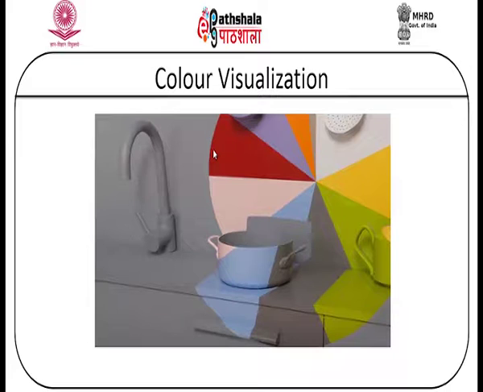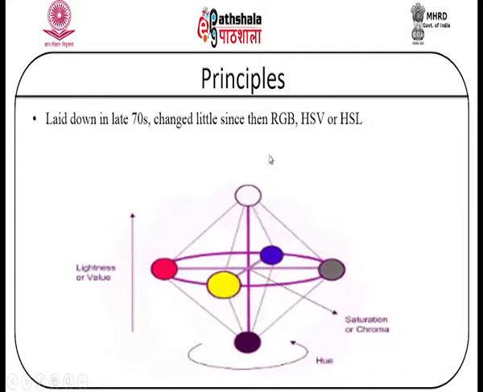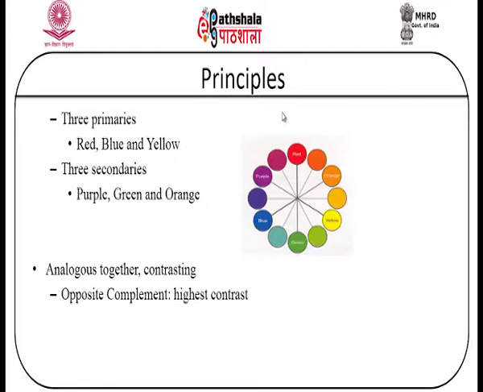Next one is about color visualization. So you can see various colors in the given image. What is the principle of color? The color principle laid out in the 1970s has changed little since then, where there are different ways of representing colors, where RGB, HSV or HSL are different ways of representing color information. There are three primary colors, which are red, blue and yellow, and there are three secondary colors, which are purple, green and orange. We have contrasting colors and we have complementing colors on the other hand.